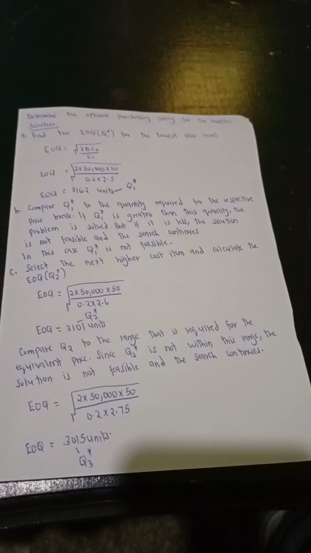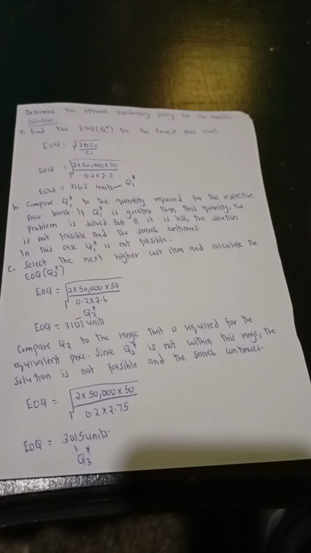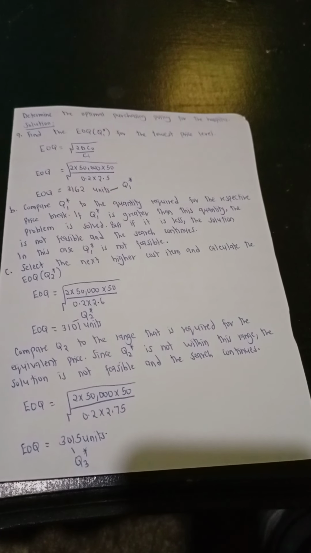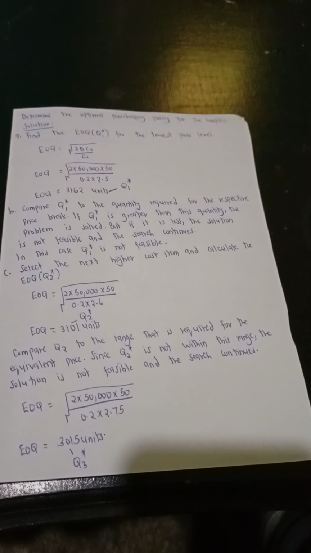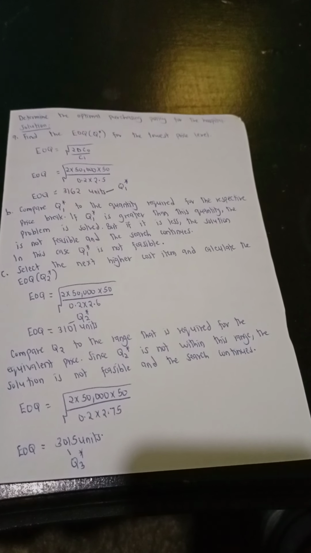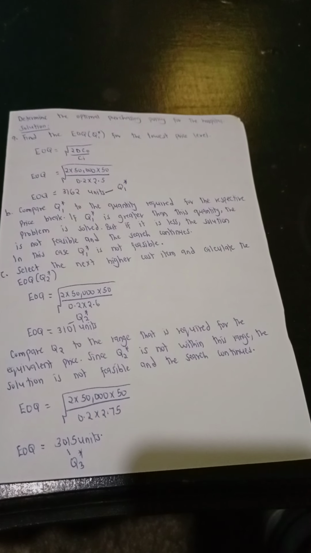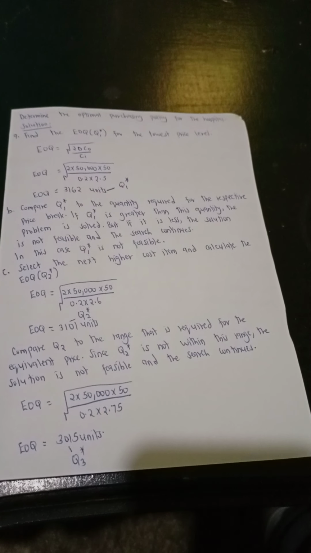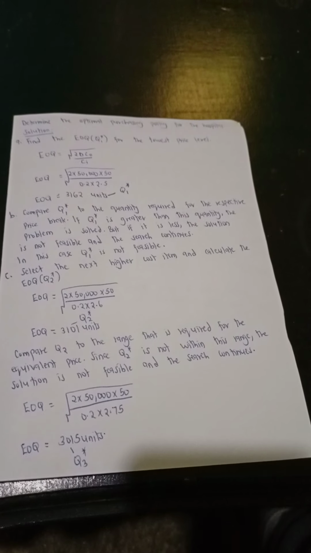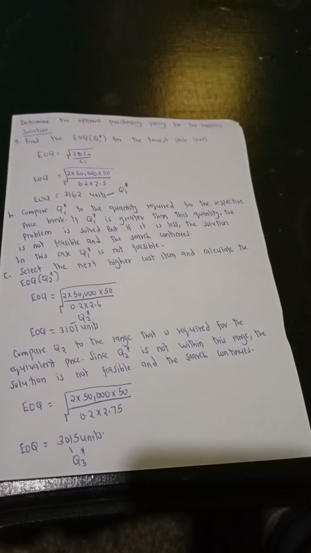And then we go to the next step: compare Q1 to the quantity required for the respective price break. If Q1 optimal is greater than this quantity, the problem is solved, but if it is less, the solution is not feasible and the search continues. In this case, Q1 is not feasible.